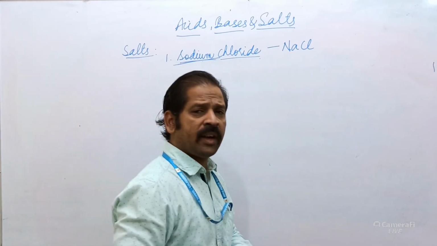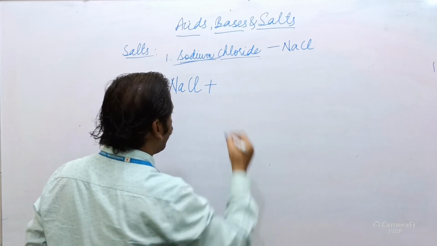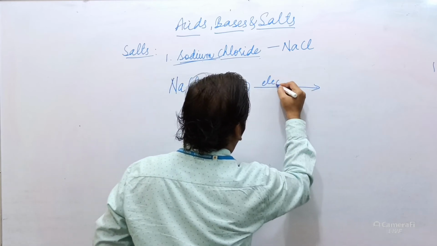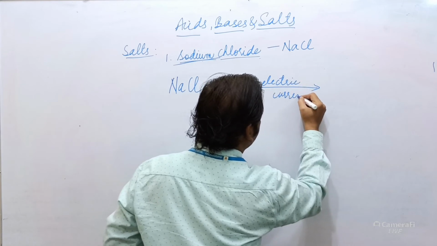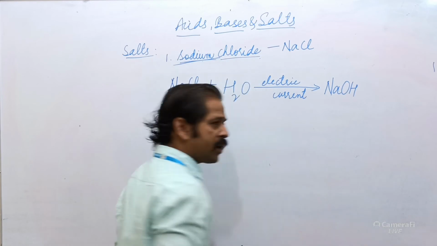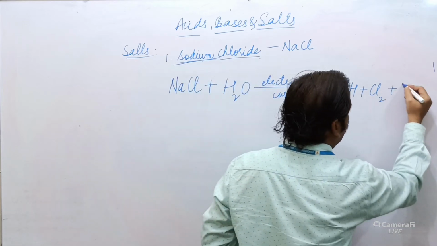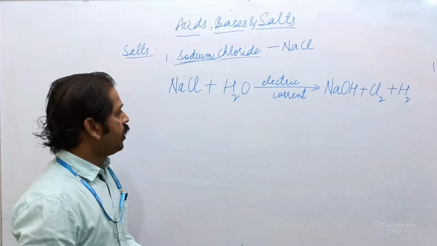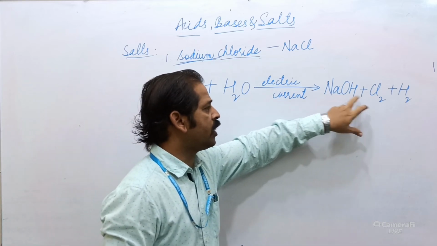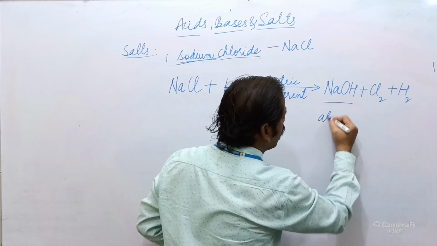Due to sodium chloride, we are going to get three chemicals. The first one, sodium chloride, reacts with the water and electric current is passed. It forms sodium hydroxide, chlorine, hydrogen. Yes, sodium chloride is reacting with the water and it passes the electric current, sodium hydroxide, chlorine and hydrogen are formed. Here, sodium hydroxide is an alkali.